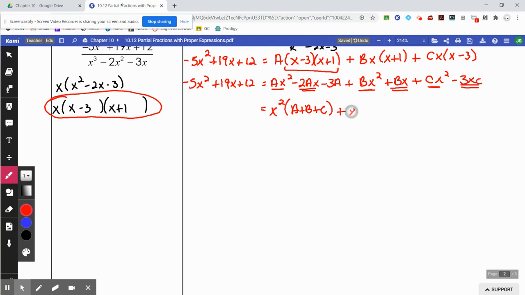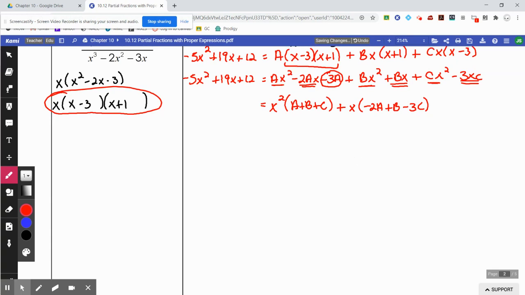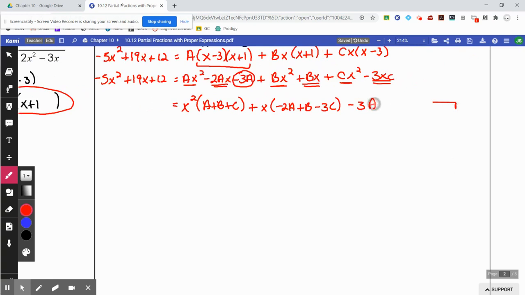So factor out a positive x, and we have negative 2a. We have a positive b, and we have a negative 3c. And then let's put our constant terms last. And let's see, is that our only constant term? Looks to be a minus 3a.